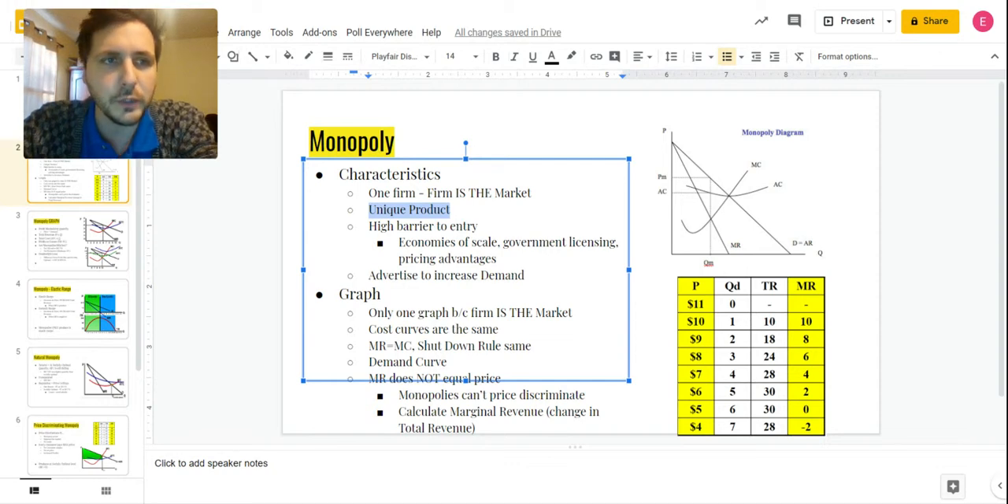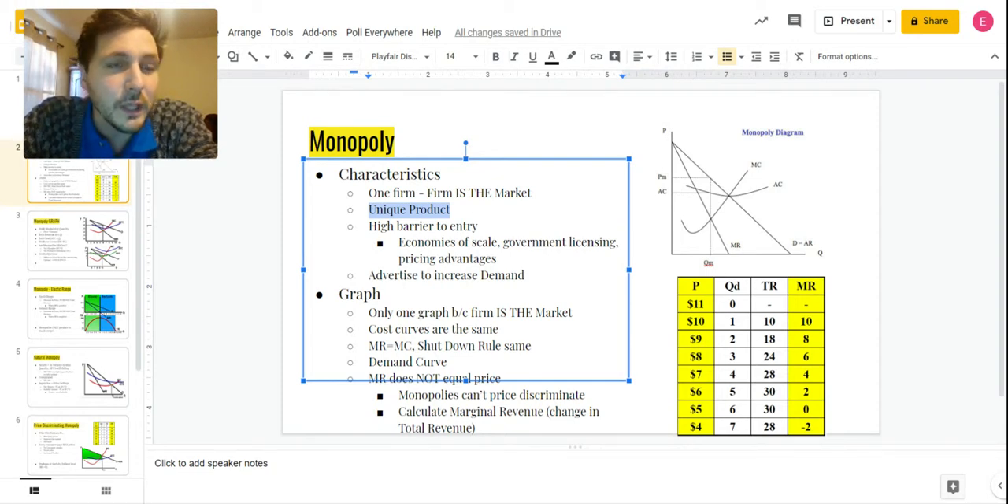Really high barrier to entry. This is why no other firms are competing against them in this marketplace, right? Because it's really difficult to start your own business in the market. First reason is just enormous economies of scale for the monopoly, right? They have a huge advantage over you. You have to build out all the infrastructure to compete with them.